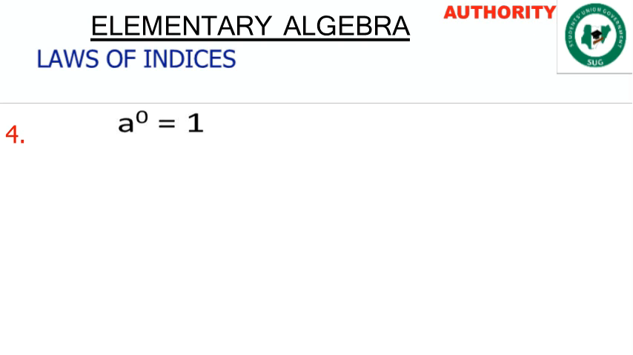Any number raised to power 0 is 1. Your name raised to power 0 is 1. 1 million raised to power 0 is 1. Any number at all raised to power 0 is 1. That is about this law.